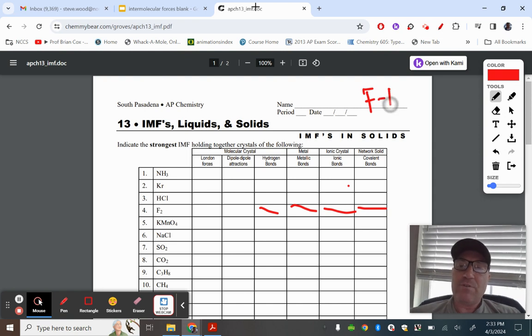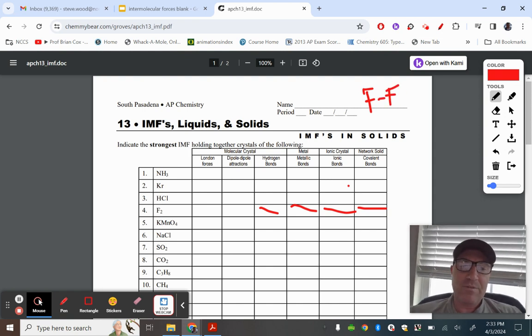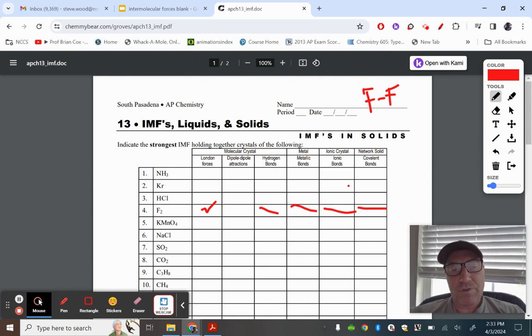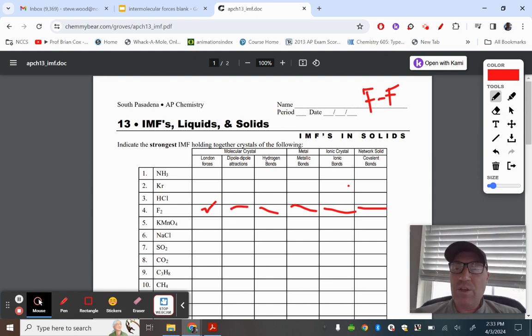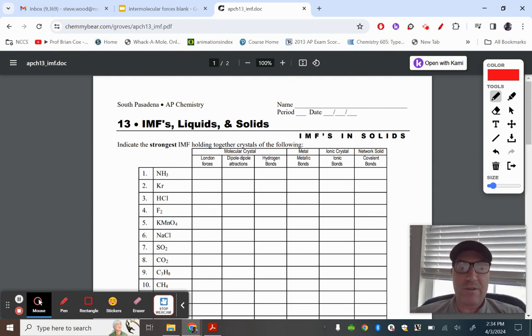So when in doubt, we draw it out, and it's perfectly symmetrical. So it is totally London dispersion forces. It's not dipole-dipole. You're going through and figuring out what is what. All right, let's take a look at this one. The next one's a little different. I'm going to let you do your thing.